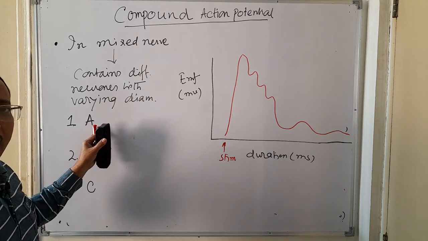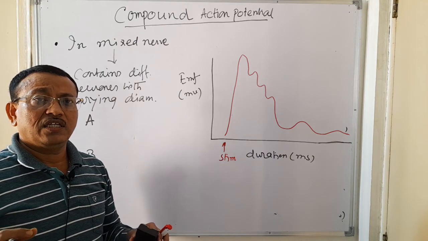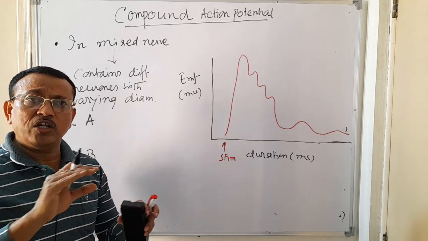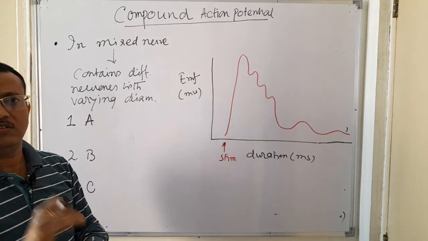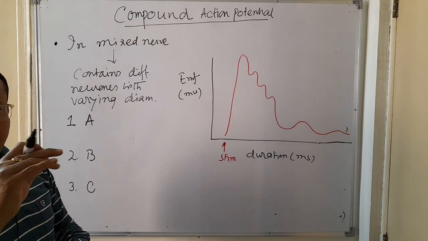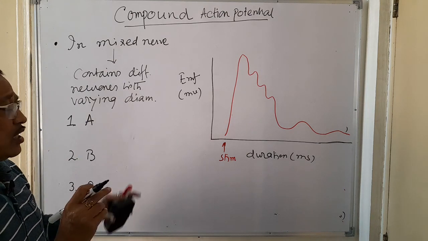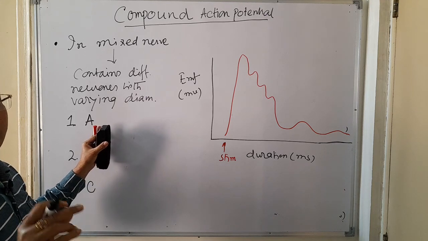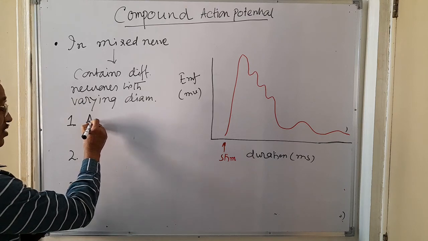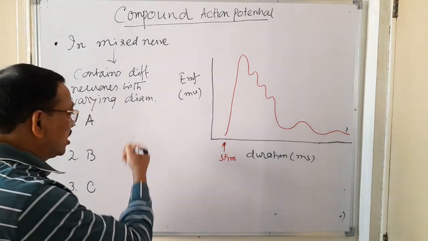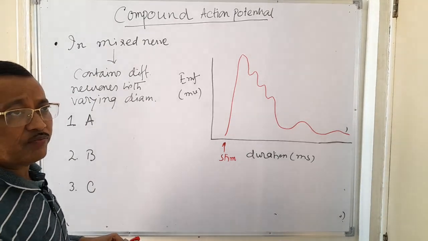Generally, the A type of neurons are heavily myelinated. As you know, a neuron has a layer of insulation, known as the myelin sheath. These myelin sheaths are much larger in diameter in the A category of fibers. I will discuss the details of these fibers in another video under the neuromuscular system.